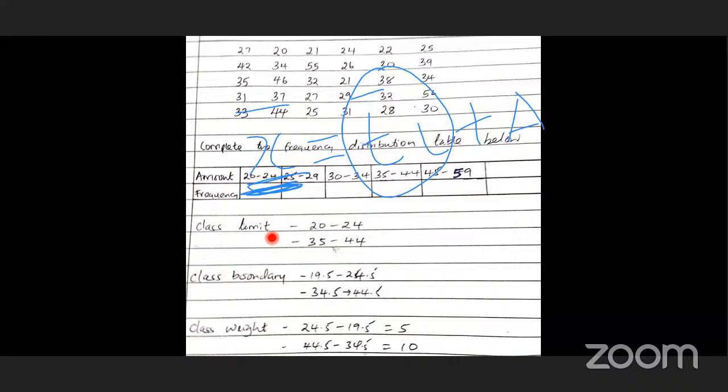60 to 69, frequency 20. 70 to 79, frequency is 6. 80 to 89, frequency is 3. Then 90 to 99, the frequency is 1. I hope you've gotten the data correct.